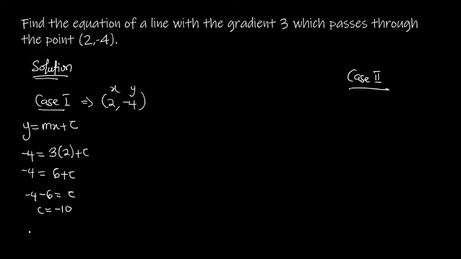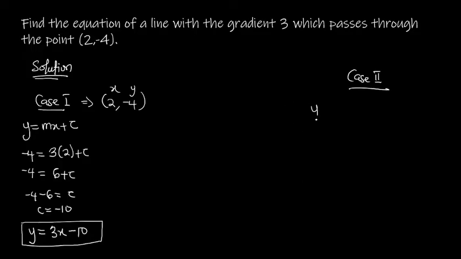So I can now substitute that back into the equation. So my equation will now be y is equal to my m, which is the gradient, 3x, and my constant c is -10, so it becomes -10. So this becomes my equation of the straight line.